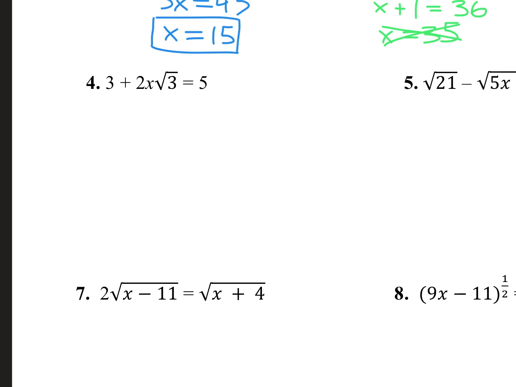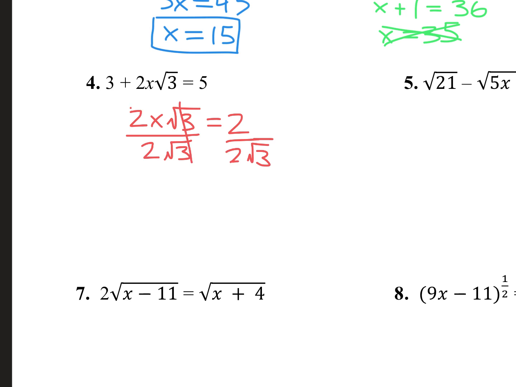All right, so notice the variable is not in the radical. So that actually makes the problem easier, I think. All right, I subtracted 3. Now I'm going to divide by. So remember, the goal is actually to get x alone. So I want to divide by 2 and by radical 3. And I can do both of those at the same time.